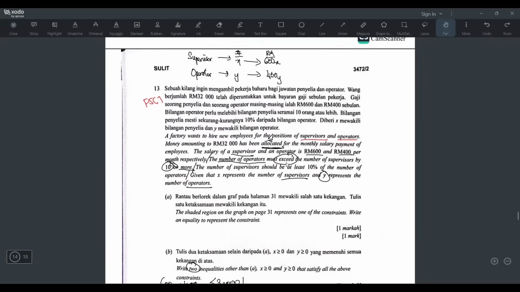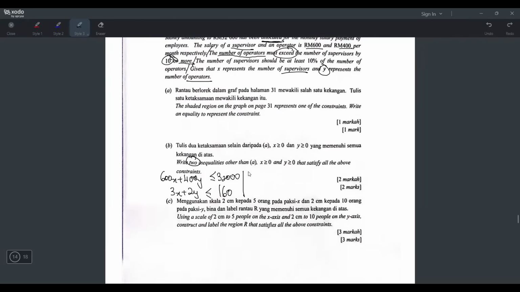Because they already say operator exceeds supervisor by 10 or more, so definitely operator is bigger. So when you find the difference, it has to be y minus x, not x minus y. And when you take y minus x, the difference must be 10 or more. So 10 or more means bigger or equals 10. So there you have it.